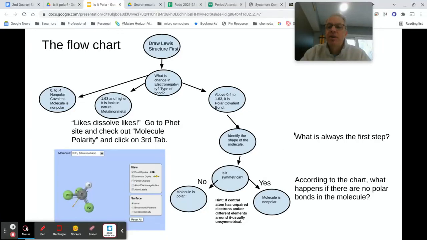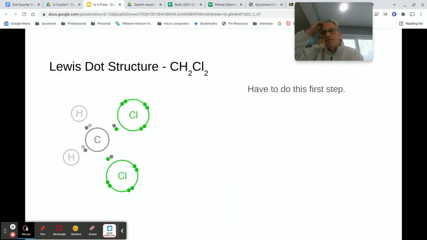Okay. So first step, Lewis dot structure. If there are no polar bonds in the molecule, nonpolar covalent, you're done. It's a non-polar molecule. And if it's ionic, it's a whole separate issue. Okay, so first step is Lewis dot structure.